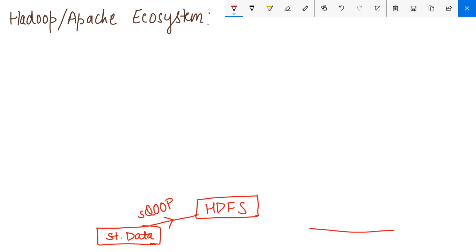And if you have unstructured data, or let's say semi-structured data, for that we have different tools. They are Flume and Kafka.